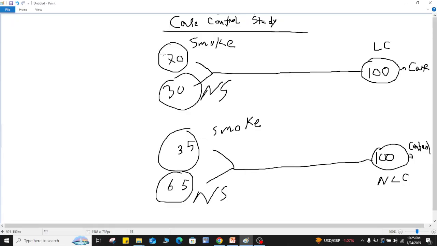And now we are actually calling this particular group of people exposed, and this particular group of people unexposed. And similarly here we are calling them exposed, and this particular group we are calling them unexposed.